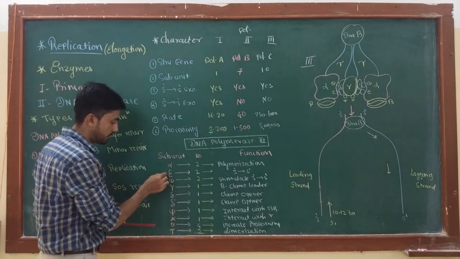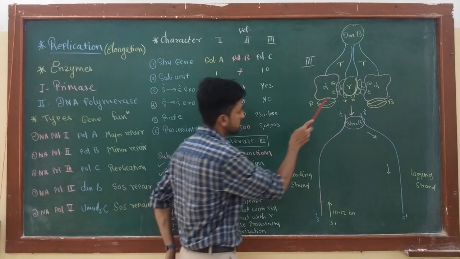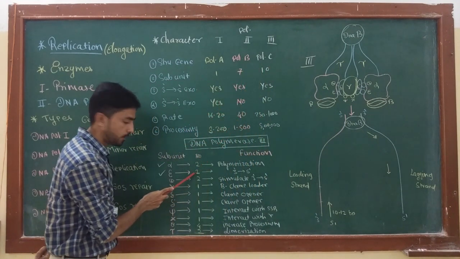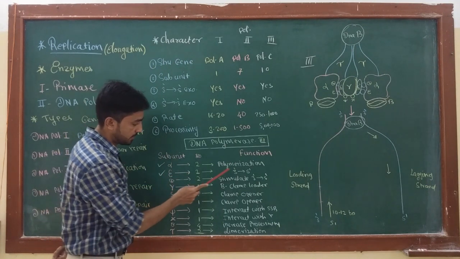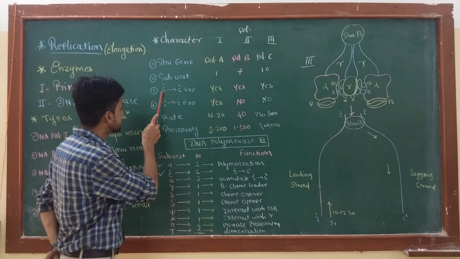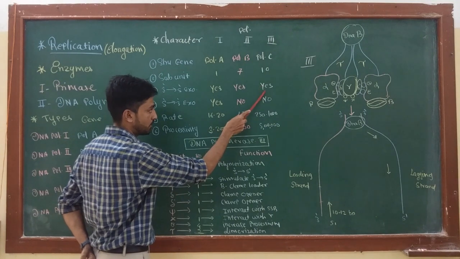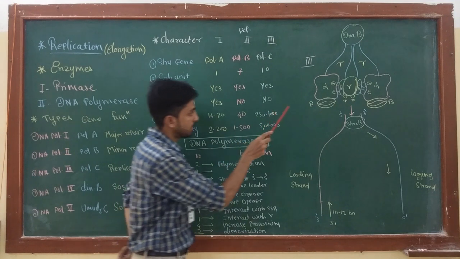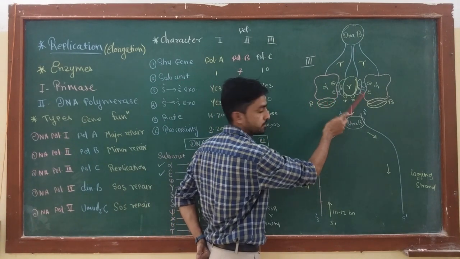Now the second subunit is epsilon. Here you can see the first epsilon subunit and the second epsilon subunit. That means there are a total of 2 epsilon subunits in DNA polymerase 3, and the role of the epsilon subunit is 3' to 5' exonuclease activity. Here you have seen that 3' to 5' exonuclease activity is present in DNA polymerase 3, and this activity is due to the epsilon subunit of the enzyme. This epsilon subunit is attached to alpha. This is the first epsilon and this is the second epsilon.